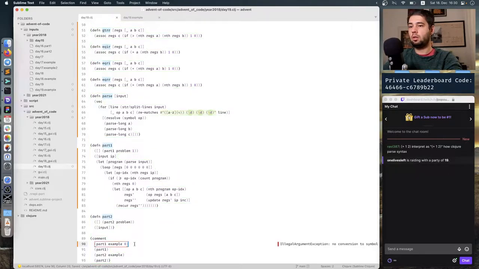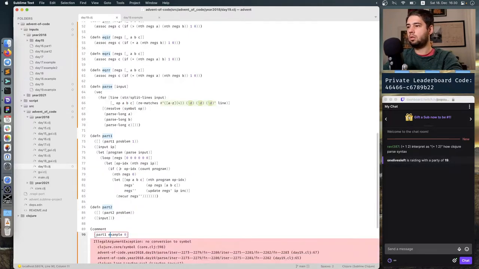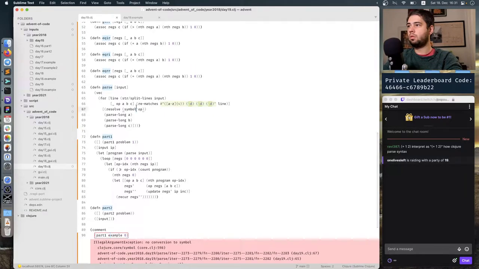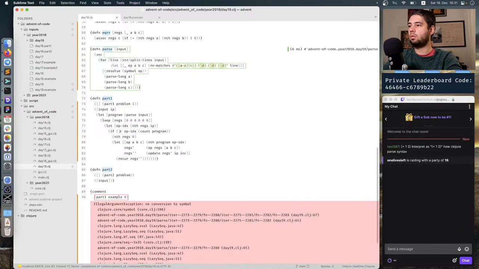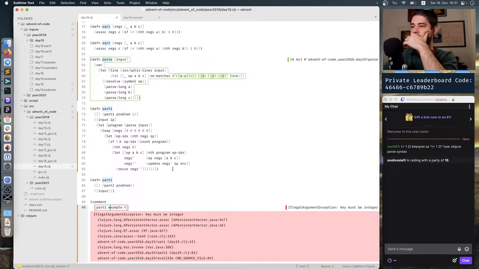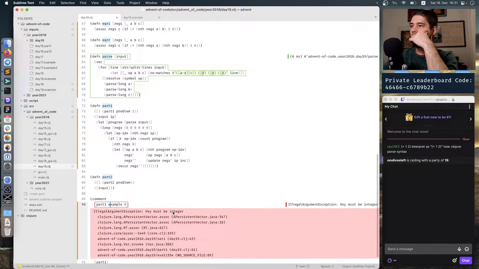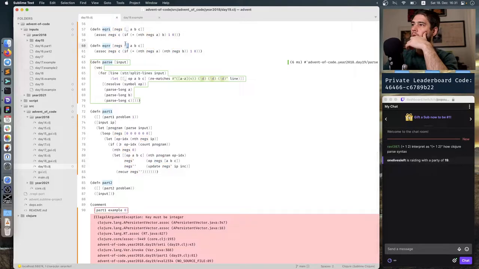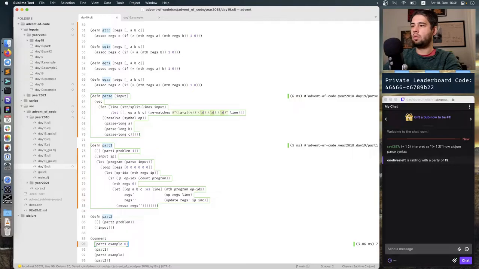No conversion to symbol, what does it mean? Or symbol. Yes, sorry, we need to write it like this. Parse didn't work. Key must be integer, okay, yes. Something is not right, right? Ah, we actually need to as line. Seven.